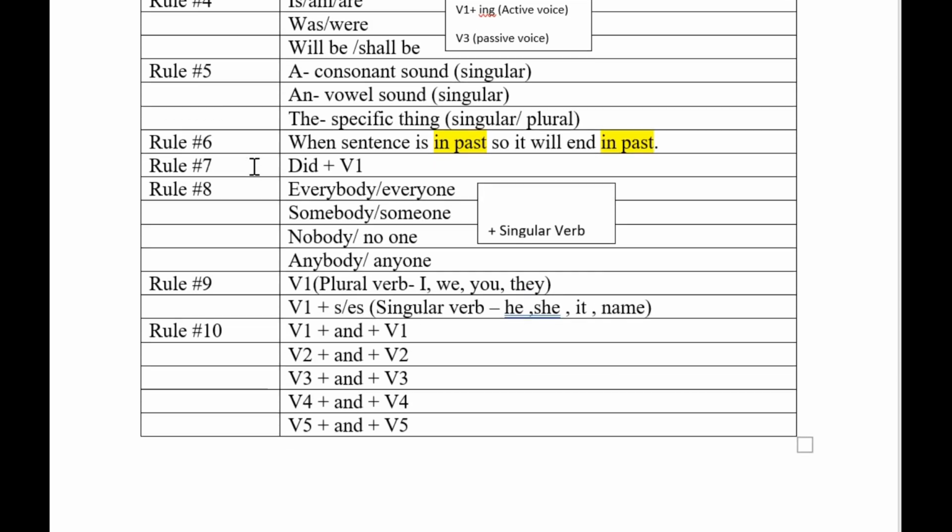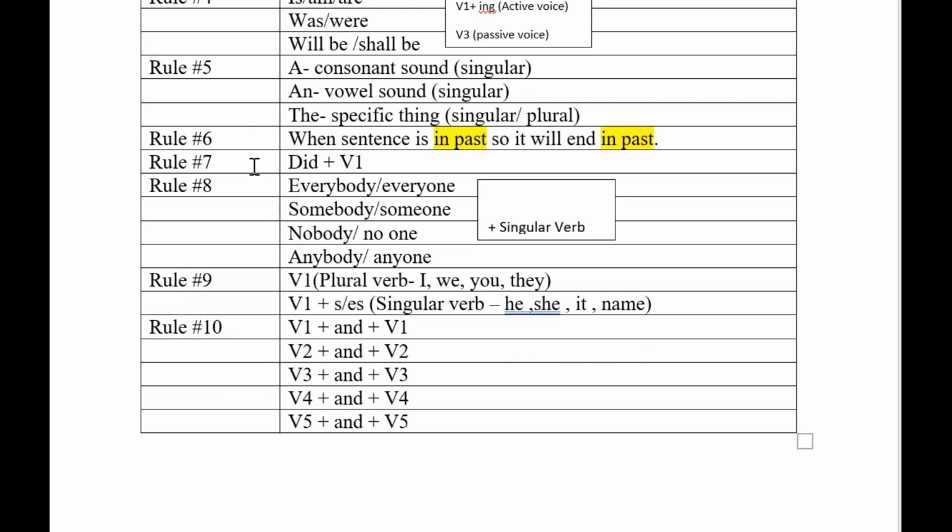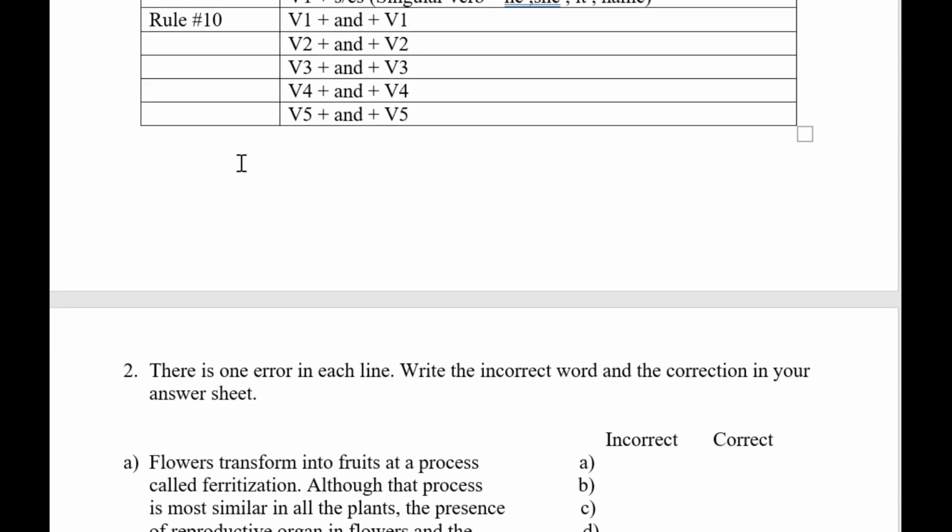And rule number 10 says if you are using and conjunction to join two sentences, it will only be happening if the first part of the sentence and the second part of the sentence have the same form of the verb. For example, if the first sentence is having verb first form, the second sentence will also have verb first form. Similarly, it goes for every form of verb. These are certain rules and basics of grammatical concepts that you should be knowing. So open your books and keep searching for the relevant data.